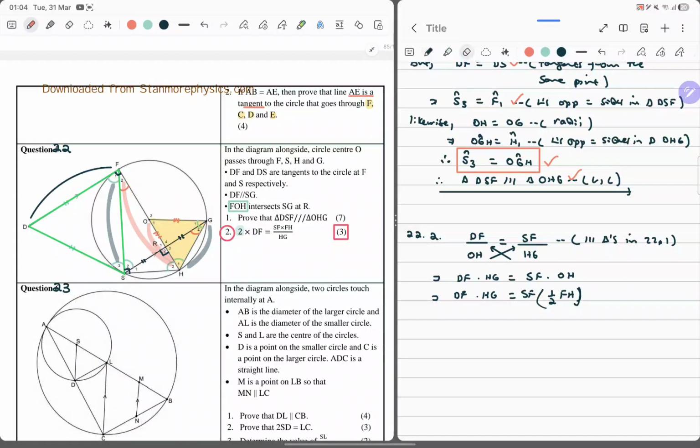Right? See, it's the diameter. Can say radius is equal to half diameter. DF times HG is going to be equal to SF times FH over 2. Now we cross multiply the 2 and divide, so we know that 2 times DF is going to be SF times FH over HG.